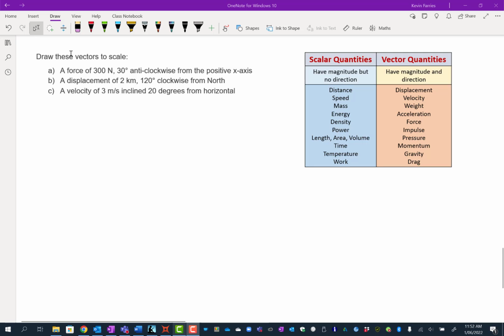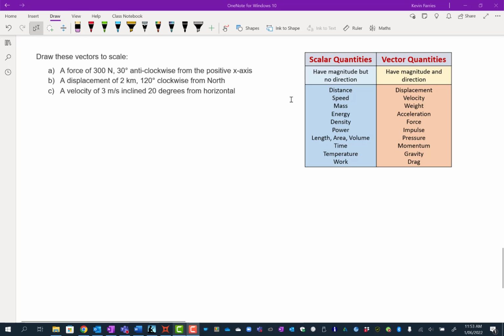Okay, so in this question, we've been asked to draw some vectors to scale. Just before we start that, some quick information about what a scalar quantity is and what a vector quantity is. These are things you'll have covered at school. A scalar quantity is basically anything that doesn't have a direction associated with it. Across here you can see some examples of each, scalar and vector quantities.